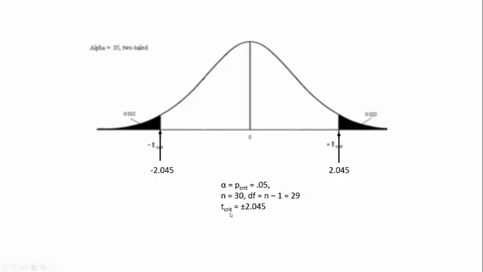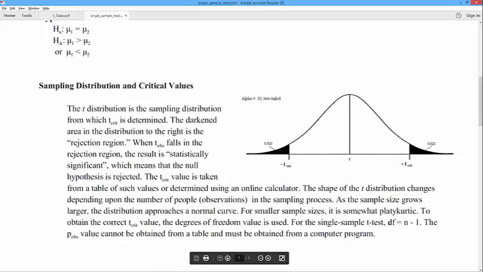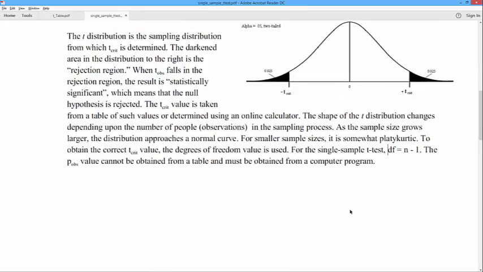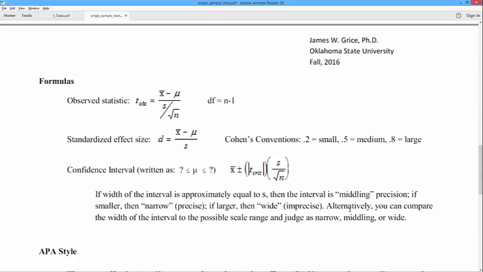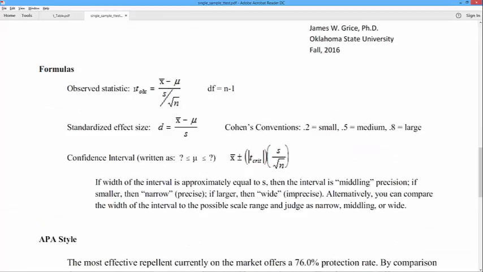So here all of that stuff is summarized. Now we go back to our handout and we see the formula for the t observed. It looks a heck of a lot like the formula for the z test for means, except notice we don't have a sigma, we use little s, which is our estimated population standard deviation. Then we'll get Cohen's effect size and the confidence interval. All of this will look very similar to the z test for means, except we'll replace the standard deviation, the sigma, with the estimated standard deviation, little s.